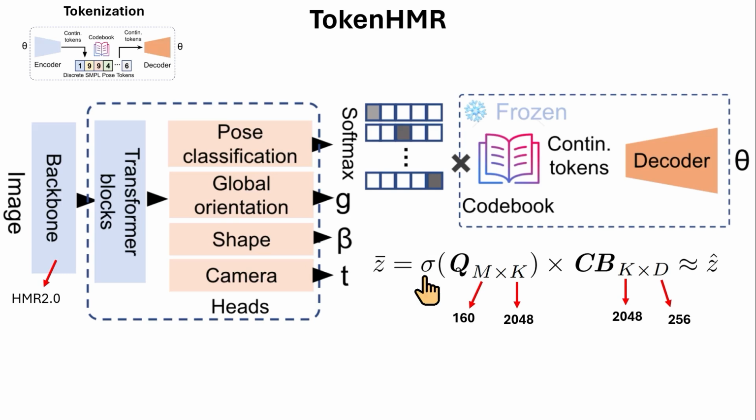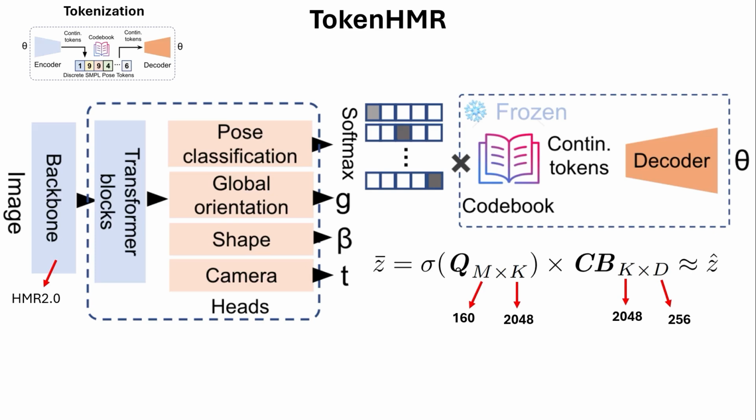So I pass it to the softmax so that the weights sum to 1, because in a weighted average, the weights should sum to 1, right? And then it will be multiplied by this codebook, and it just does the weighted average of all these 2048 vectors. And they do it for each of these 160 output vectors. At the end, we have 160 different tokens, and each of them is 256-dimensional again, which is what the decoder expects, so we can pass it to the decoder and get the pose parameters.